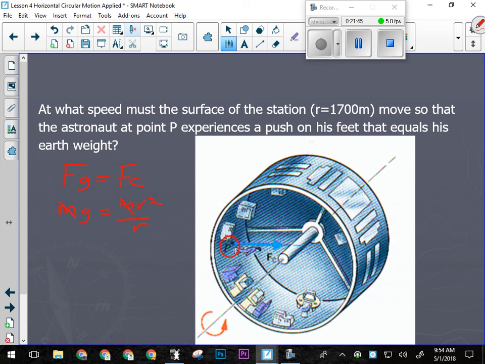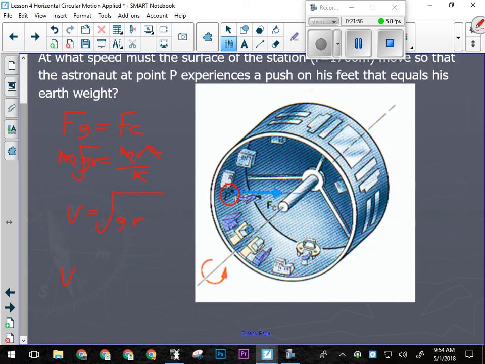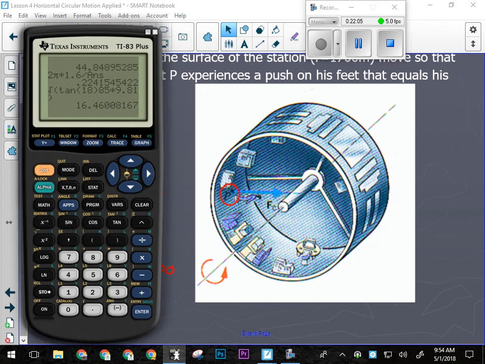We already said m is going to cancel. r is going to come over here, and then we take the square root. So v is going to equal the square root of g times r. When we plug all this in, v will equal the square root of 9.81 times 1,700 meters. So a really, really big space station. It would have to spin at 129 meters per second.